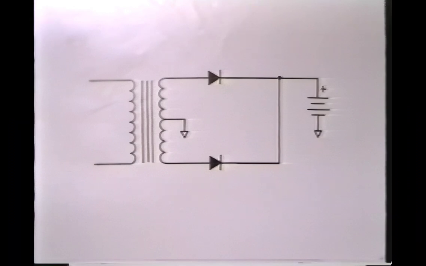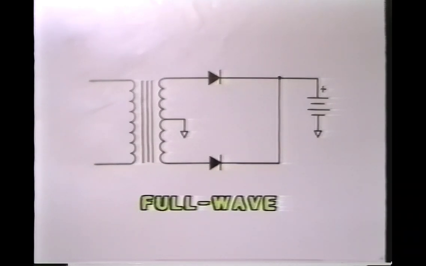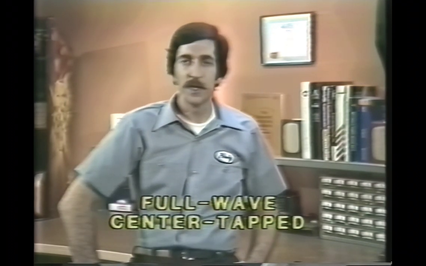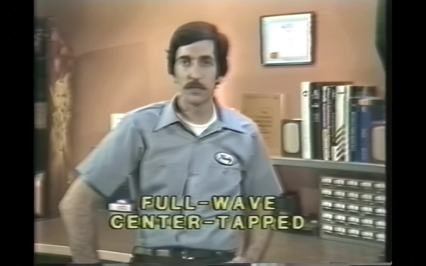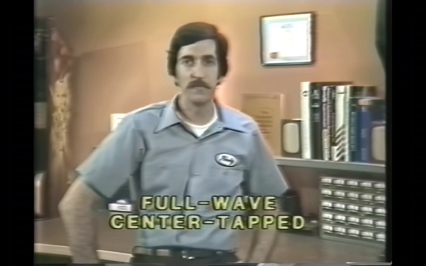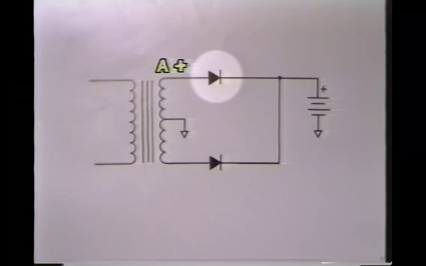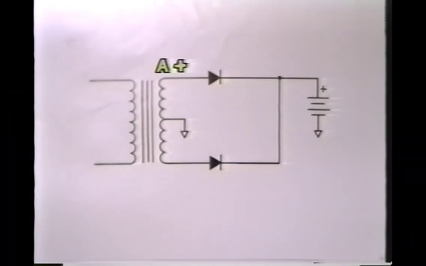This is a way that we can make a full-wave power supply using 2 diodes. This type of power supply is called a full-wave center tap power supply because it uses a center tap transformer and both halves of the AC waveform. Notice something unusual about the way this power supply operates. When point A was positive, the current flowed through this diode and into the battery. The return path was back through to the center tap of the transformer.